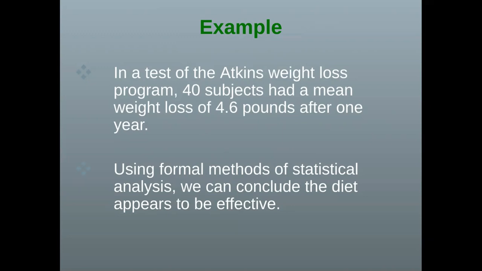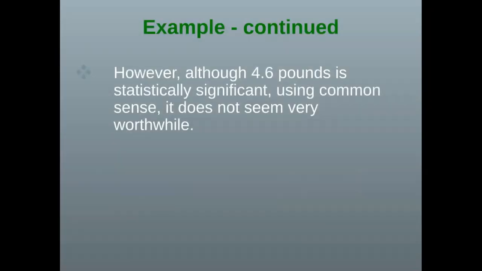What that means is that the random chance of 40 people having an average weight loss of 4.6 pounds after 1 year is very unlikely, okay? So just grabbing 40 people on no diet whatsoever, just doing their own normal thing, the chance that that group will have an average weight loss of 4.6 pounds is very small. So that means this is a statistically significant result. However, it's not practically significant.